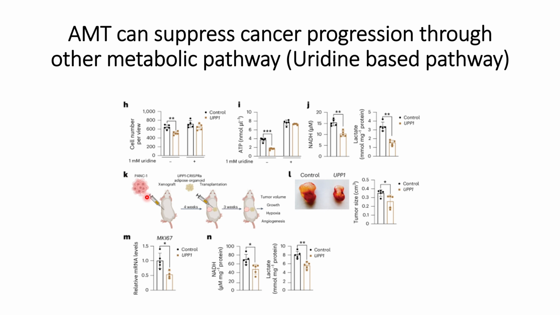So similar to their previous experimental model, first they inject the PANC1 using xenograft model into the mice. After 4 weeks, once the tumor is developed, they transplant this UPP1 CRISPR-A adipose organoid. That is, this organoid has this UPP1 genes upregulations, and after 3 weeks they sacrifice the mice and check tumor volume, growth, hypoxia, angiogenesis.